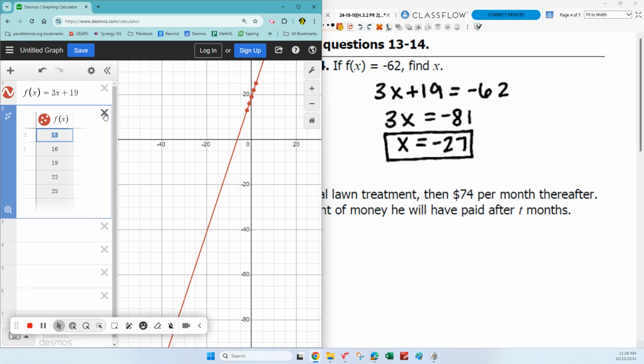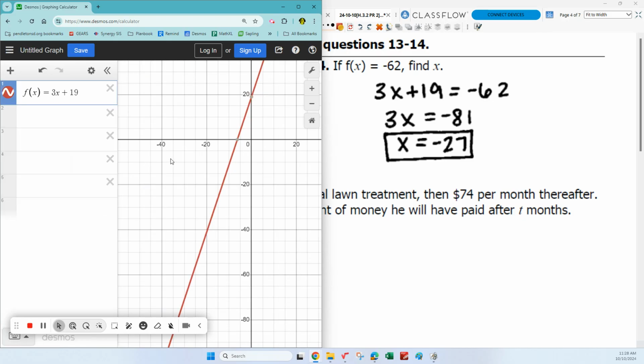And you just said 3x plus 19 equals negative 62. Okay, if I do that, equals negative 62, it gives me a weird kind of an answer. I mean, it does. Okay, it does. You're right. It won't do that on all types of graphing technology, though.